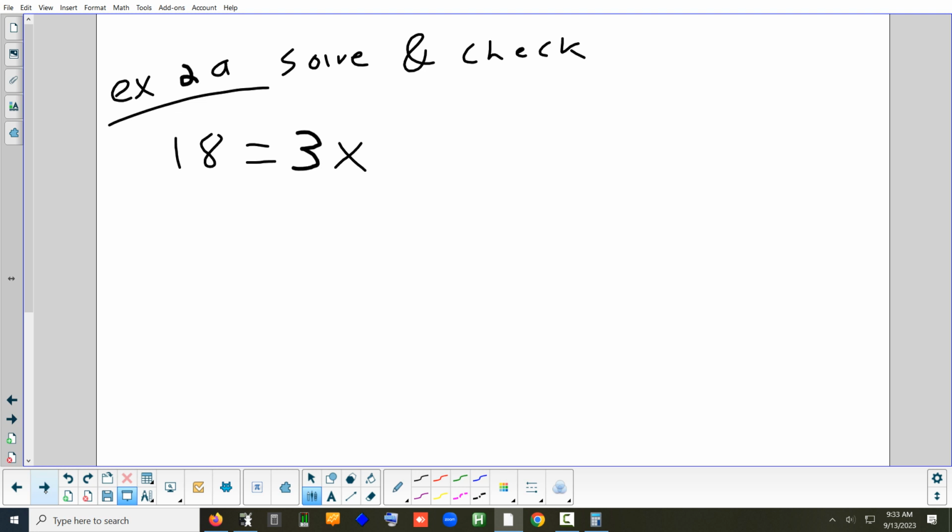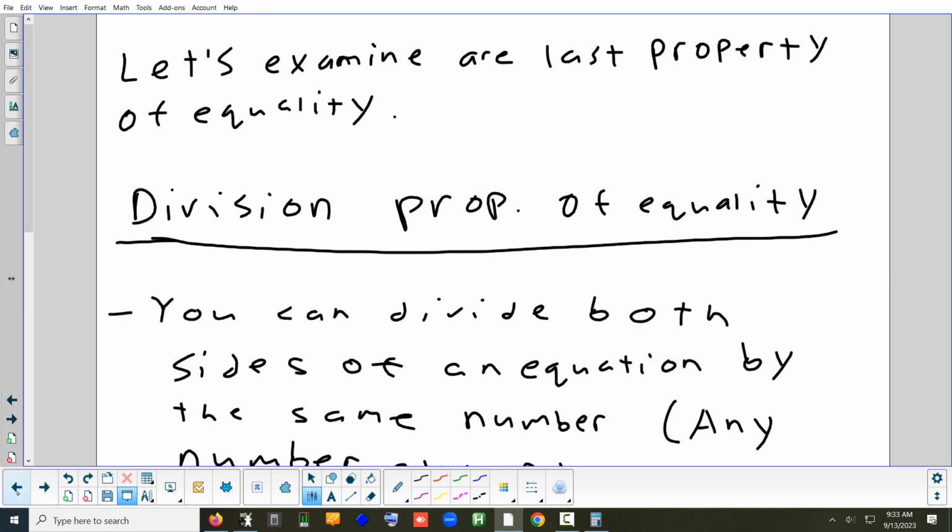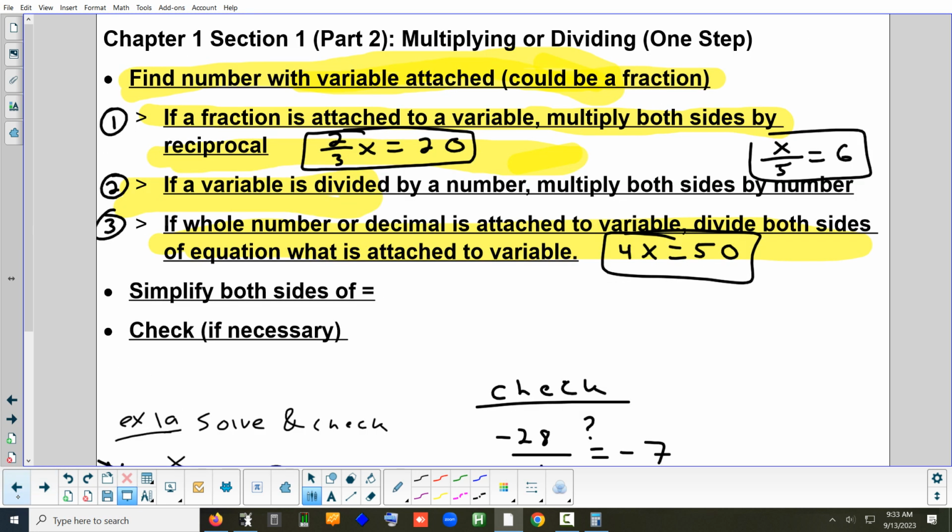18 equals 3x. I'm going to go back to the cases, and I want to see if we can figure out which case this one looks like. 18 equals 3x. Okay, does that look most similar to case 1, 2, or 3?